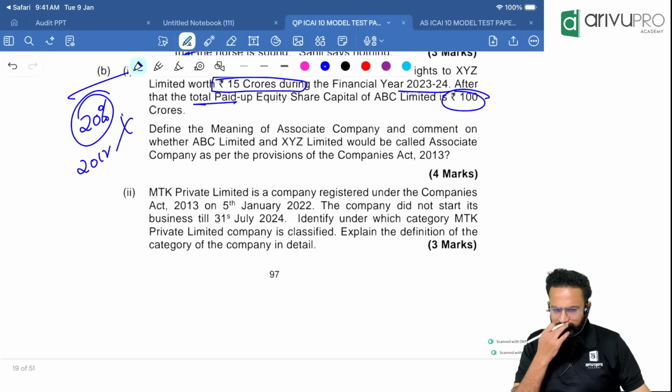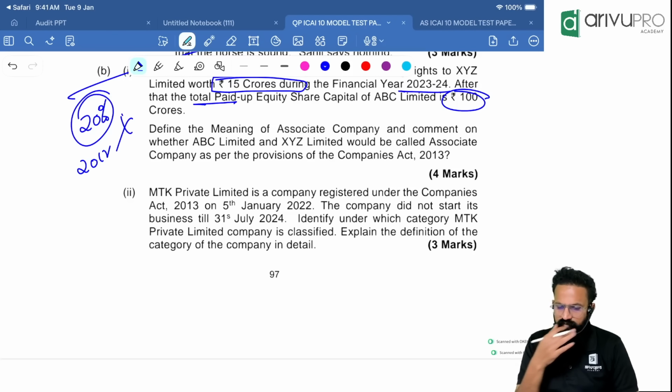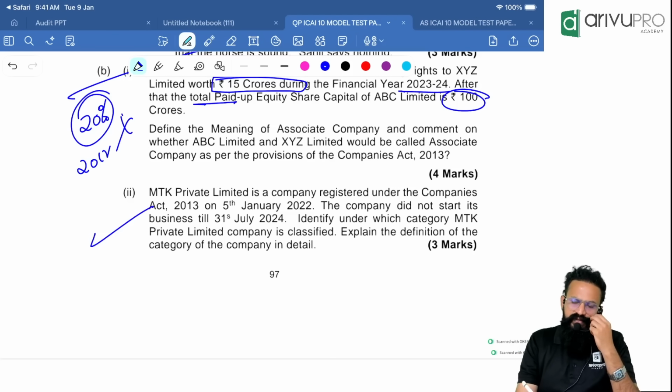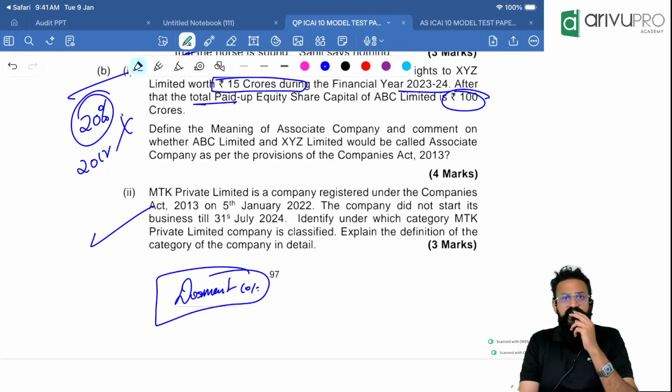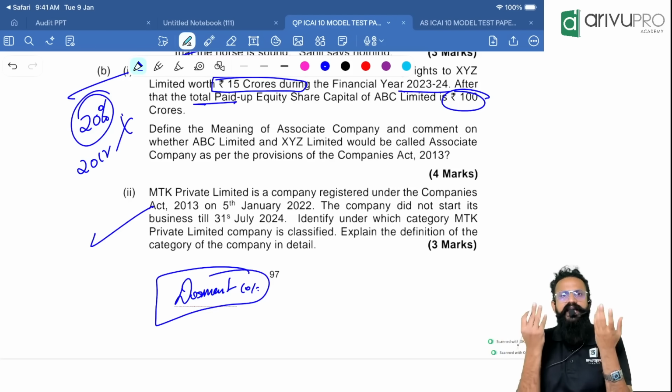MTK Private Limited is a company registered under Companies Act 2013 on 5th Jan 2022. The company did not start its business till 31st July 2024. Identify under which category MTK Private Limited company is classified. Inactive company. Technically, a dormant company: a company which is incorporated and sitting idle, not carrying on any business. We call such companies dormant company, basically inactive company.